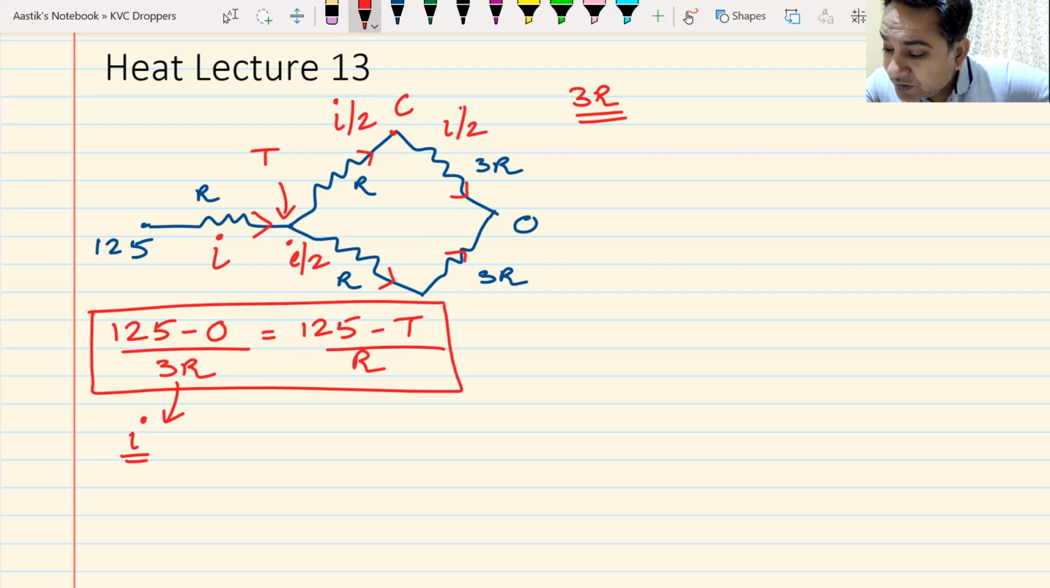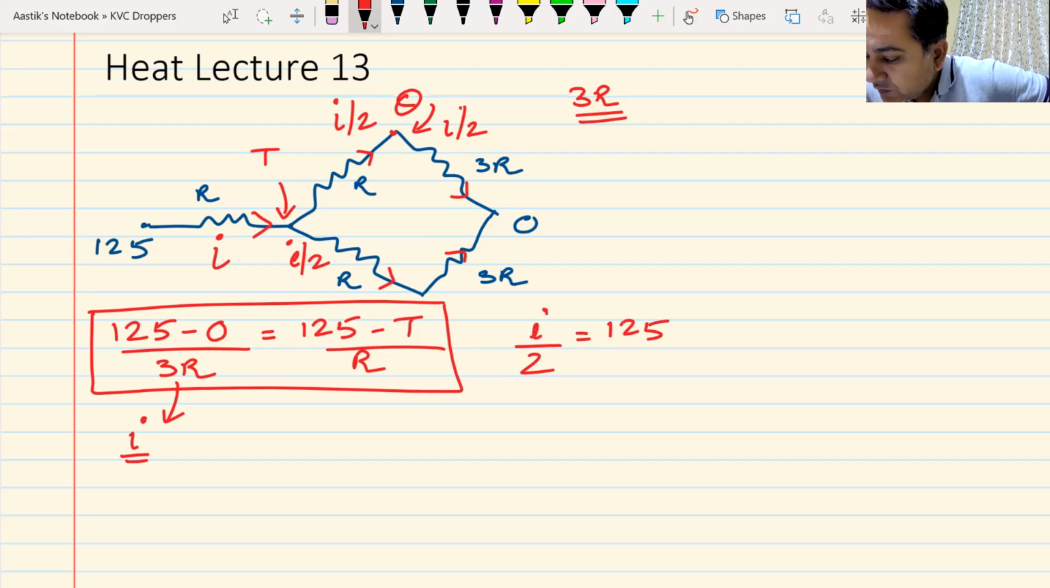Let me call the temperature of this point as theta. Now it is very simple. I know what is the value of I. So I know the value of I by 2, which is nothing but equal to 125 divided by 6R. You can easily find the value of I by 2. The value of I by 2 can be written in two different ways.